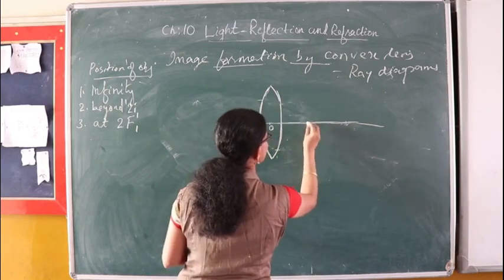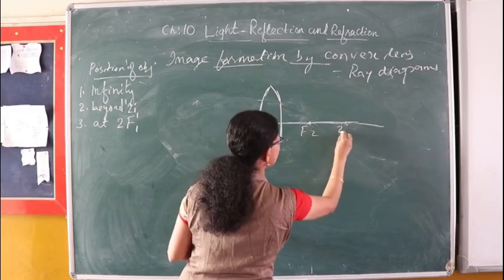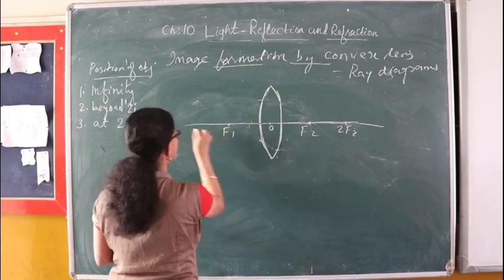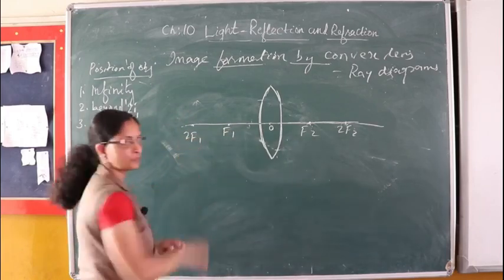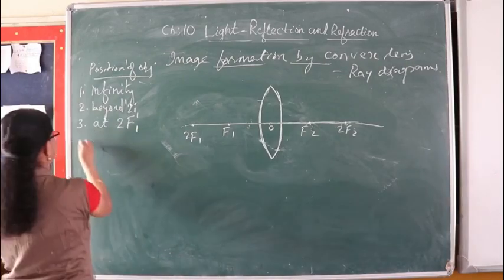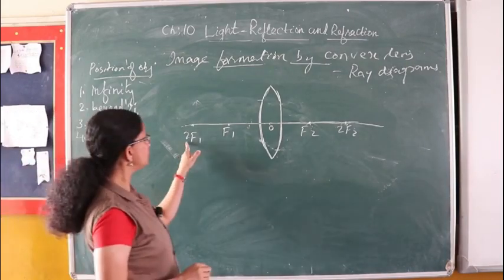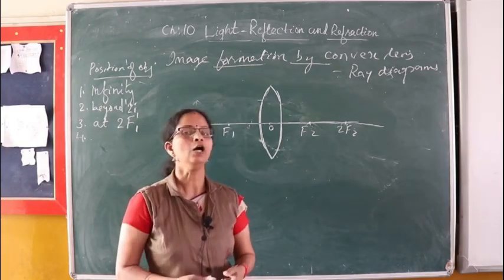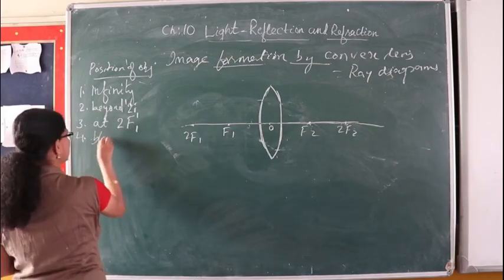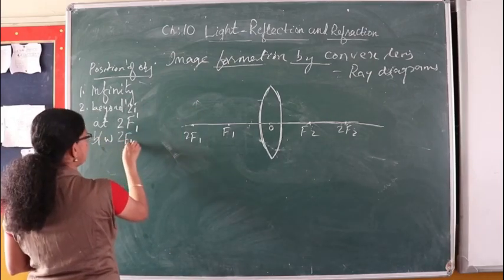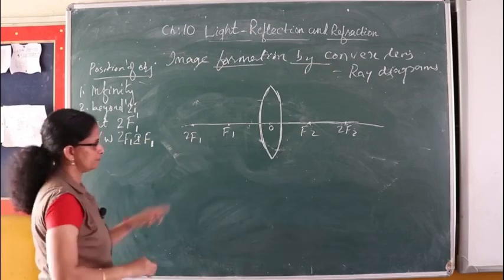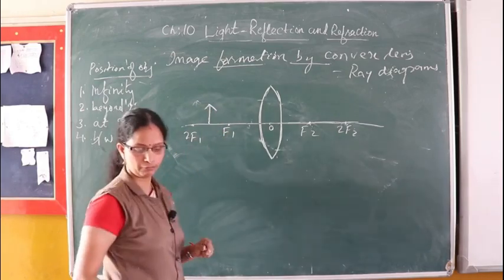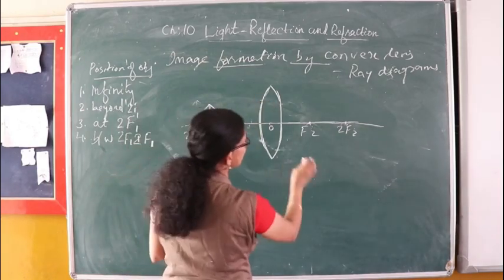Here it is f2 and 2f2, and here it is f1 and 2f1. Now the next situation is that the object is kept between 2f1 and f1. When the object is between f1 and 2f1, how is the image formed? So we are keeping the object here between 2f1 and f1 and trying to make the image of the object.